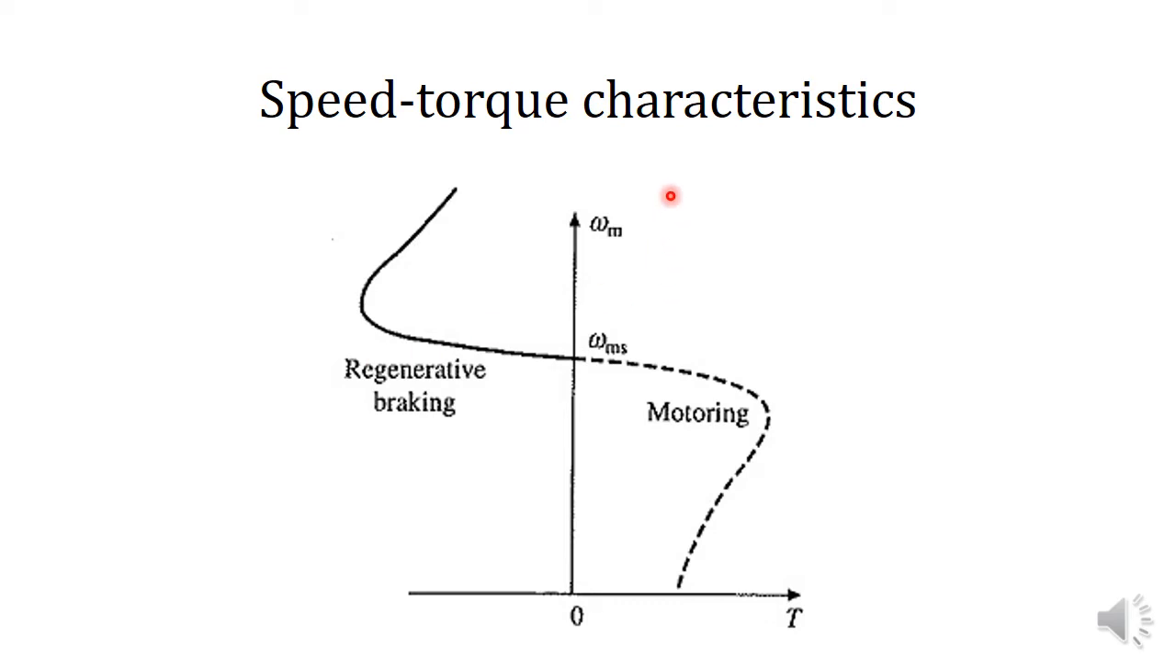And this is the speed torque characteristics of regenerative braking. The dotted line is shown for motoring, that is the first quadrant. So normally the motor will be operating in the first quadrant, and in order to brake the machine, we have to bring the machine to the second quadrant. You can see that second quadrant operation is possible only above synchronous speed. This is omega ms, the synchronous speed. Below synchronous speed it is motoring. Above synchronous speed it is regenerative braking.